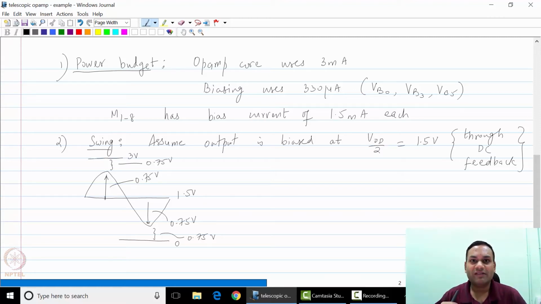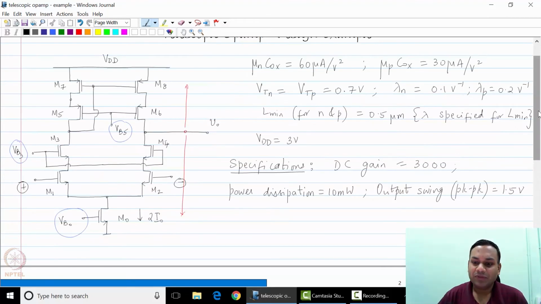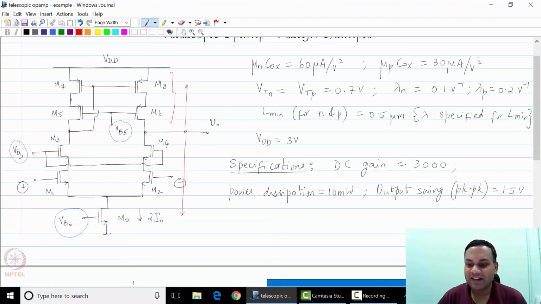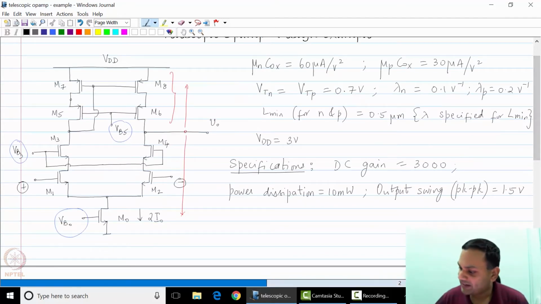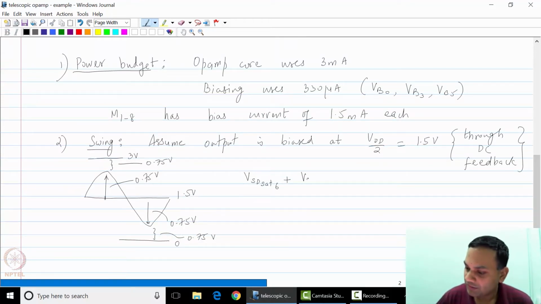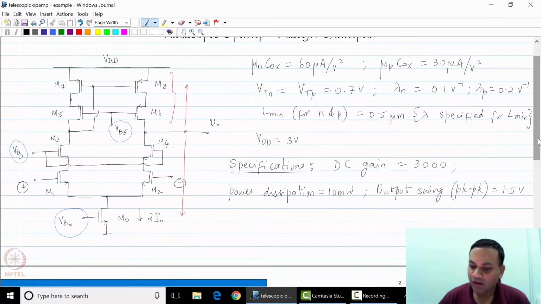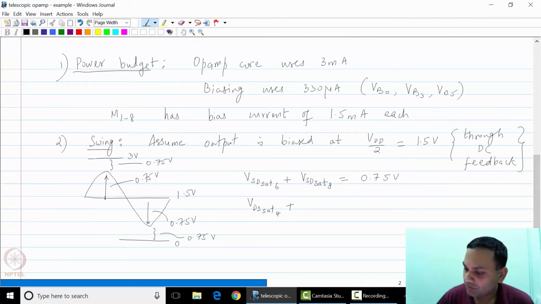So now we need to allocate this 0.75 volts on either side to the appropriate transistors. So let us now start. When you look at the upper side, you need to ensure that M8 and M6 have enough headroom. Therefore, you can say that the overdrive voltages, the VSDSAT of M6 plus VSDSAT of M8, has to be equal to 0.75 volts. Similarly, on the lower end, we can say that the VDSSAT of 4 plus 2 plus 0 should be equal to 0.75 volts.